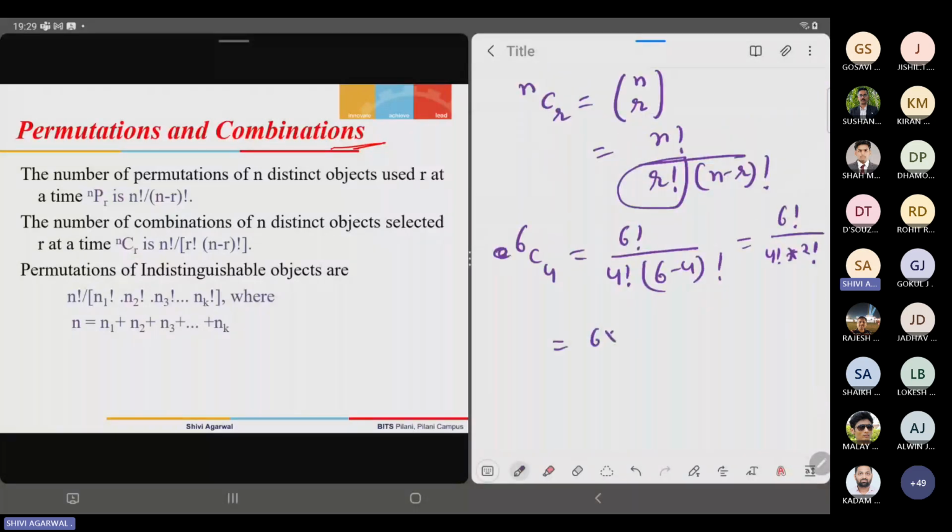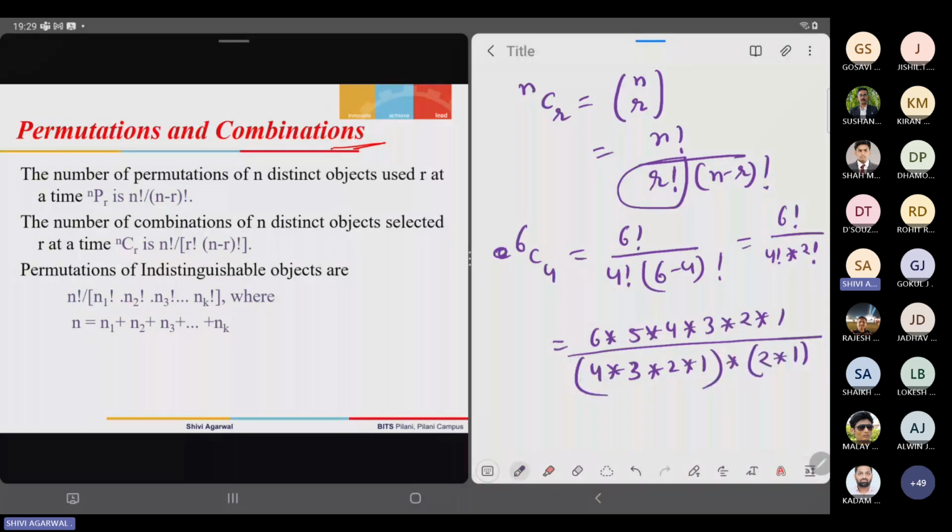So now you can say here 6 multiplied by 5 multiplied by 4 multiplied by 3 multiplied by 2 multiplied by 1 divided by 4 factorial, and multiplied by 2 factorial, 2 factorial is 2 by 1. Okay, so we can just cancel out this part, and 2 cancels out 3. So that will become here 15. Got it? So this is the combination we are taking.